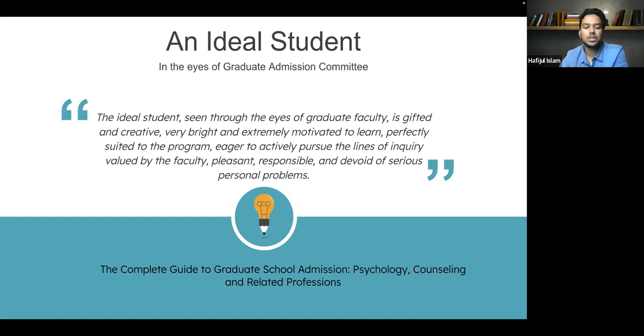So if you want to show that you are a bright student and you are extremely motivated, you show it through your CV. Very bright, you will show through your CV. You are extremely motivated and perfectly suited to the program. You want to pursue the lines of inquiry through the SOP. The SOP is your only way to show that, yes, I want to know this, I want to do this, I am motivated. And if you are a pleasant, responsible person, that comes from the letter of recommendation.